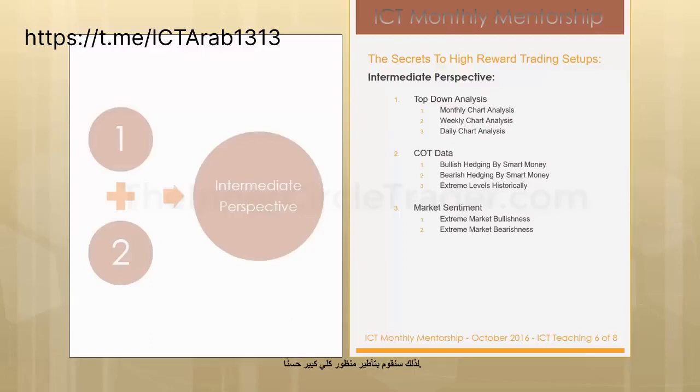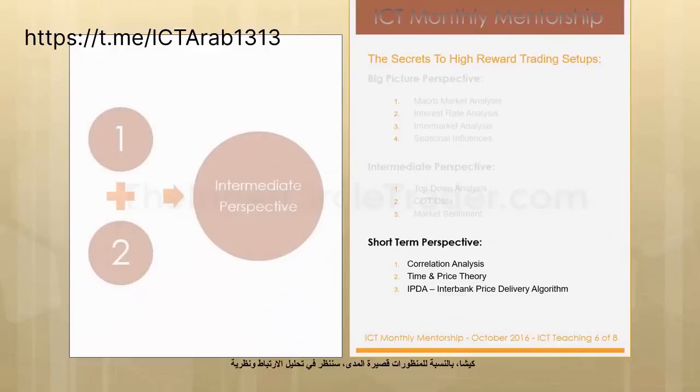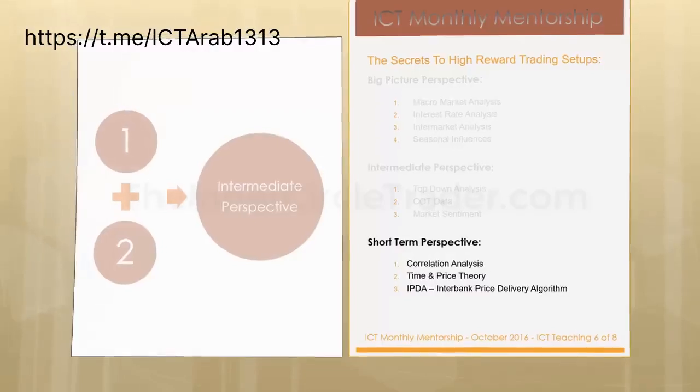Okay, so we're going to frame a macro big perspective, and then an intermediate term perspective, and a short-term perspective. And that's what we'll look at next. Okay, so for short-term perspectives, we're going to be looking at the correlation analysis, time and price theory, and IPDA, which is, again, interbank price delivery algorithm. So take a closer look at this short-term perspective.